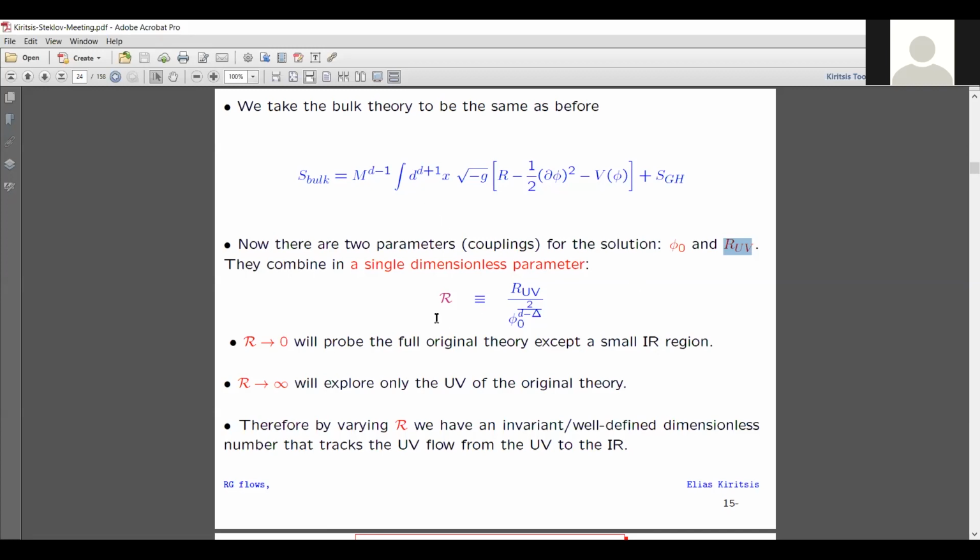This is, of course, an intuition because the gap becomes large. This is an intuition we have already from quantum field theory, and we will see the same thing happening in the holographic theory. The important message, however, is that this dimensionless parameter, if you vary it from 0 to infinity, interpolates between the ultraviolet and the infrared of the quantum field theory.